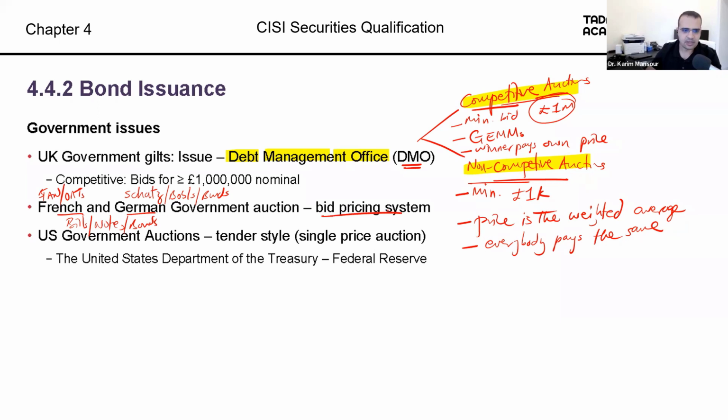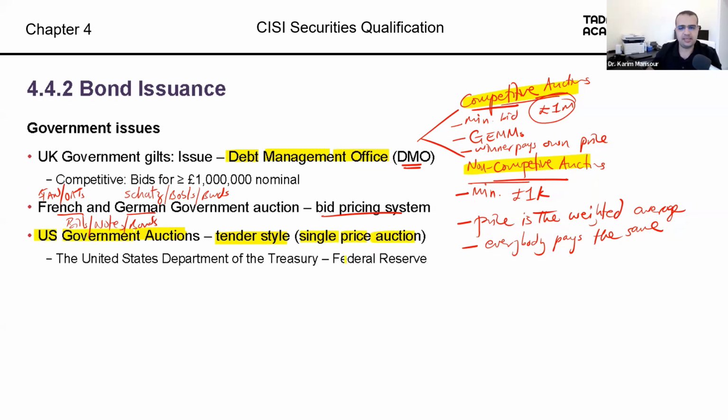The US government is a bit different. The US government has what we call the tender style, whereby everybody pays a single price. The winners pay a single price, and it is offered. We'll give an example on the next page.